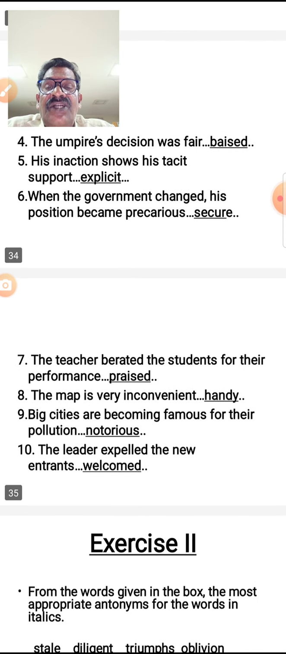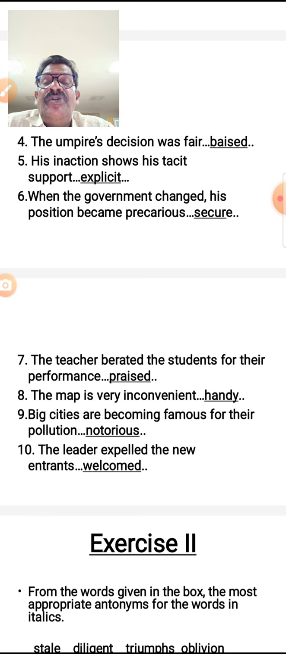Okay. Now let us come to the seventh one. The teacher berated the students for their performance. Berated means criticized. So the opposite antonym of berated is praised. Right? Praised. Eighth one. The map is very inconvenient. Inconvenient, the opposite word is handy. Handy.